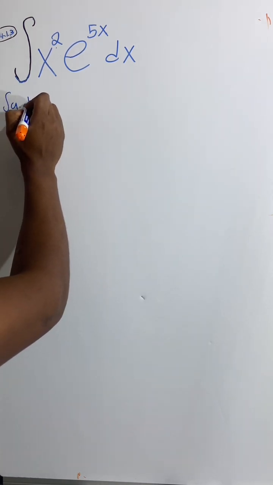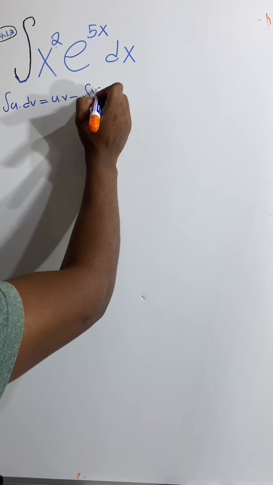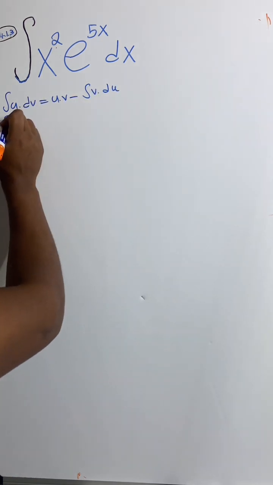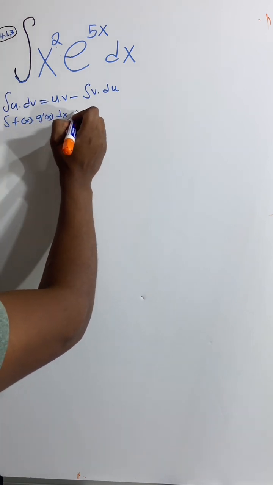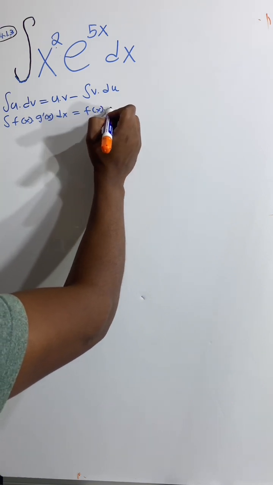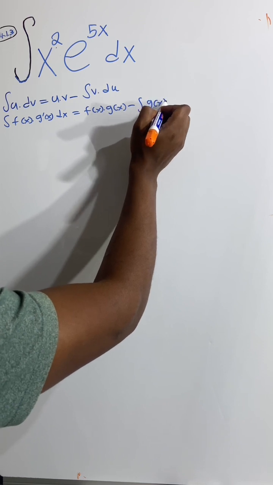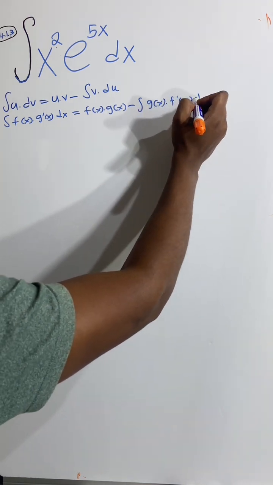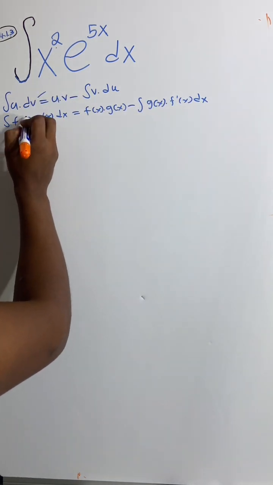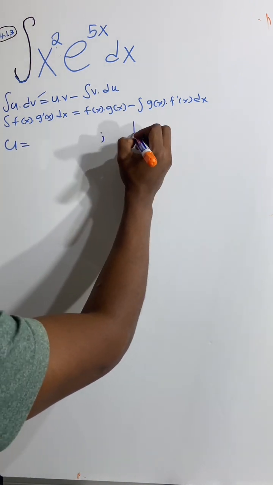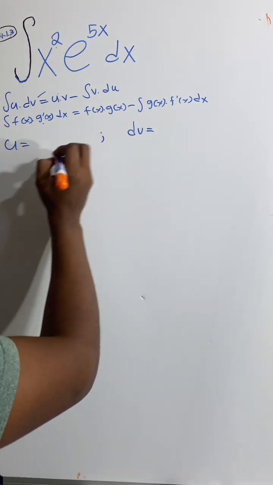We have to use integration by parts, where the integral of u dv is equal to u multiplied by v minus the integral of v du, or the other formula, integral of f of x multiplied by g prime of x dx is equal to f of x multiplied by g of x minus the integral of g of x multiplied by f prime of x dx. We have to determine the value of u if you are using that method, or f of x if you are using that method, and the value of dv if you are using that method. And if you are using that method, it's going to be g prime of x instead of dv.